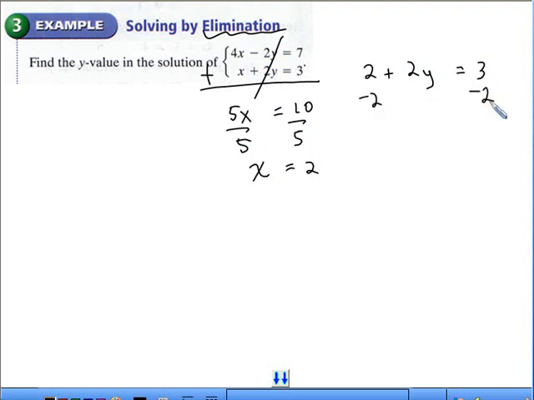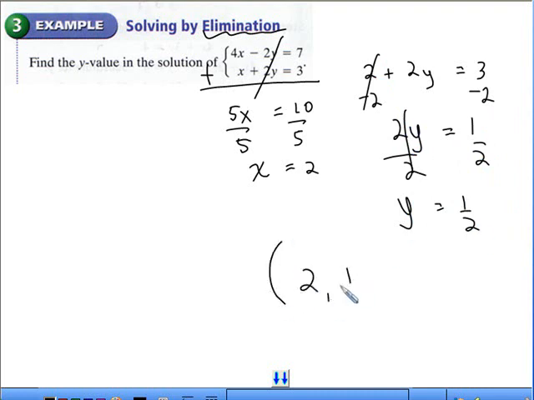Minus 2 on both sides. 2y is equal to 1, divide by 2. y is equal to 1/2. So our solution is 2 and 1/2. Okay?